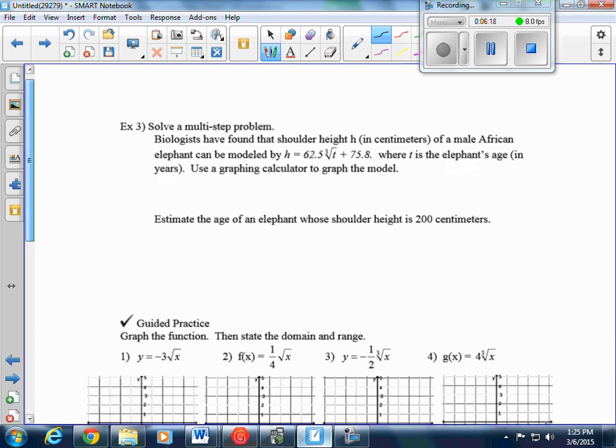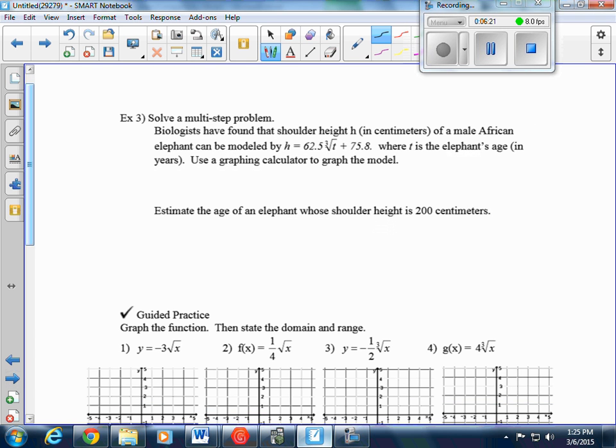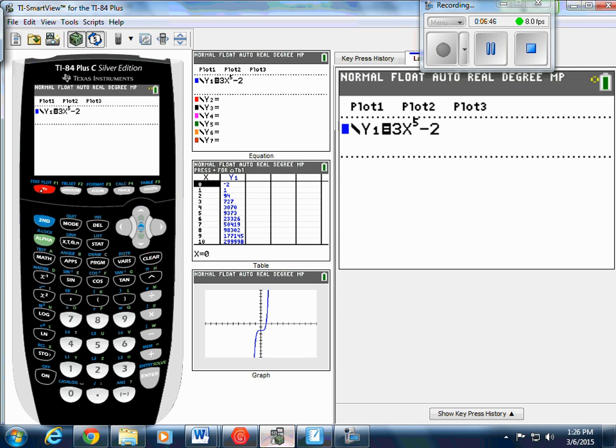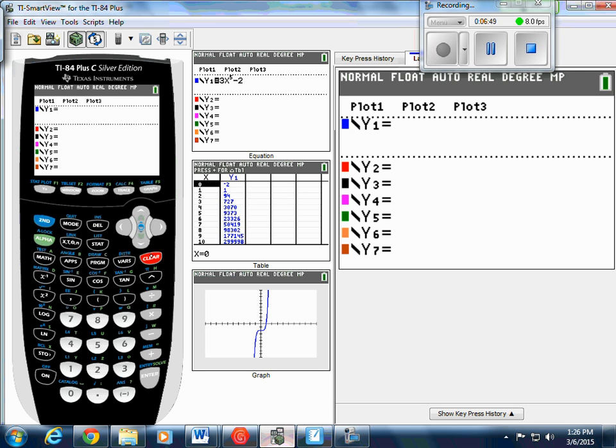The next thing we're going to talk about, example 3, is a multi-step problem. It says biologists have found that the shoulder height h in centimeters of a male African elephant can be modeled by this equation, h equals 62.5 times the third root of t plus 75.8, where t is the elephant's age in years. So we're going to use a graphing calculator to model this function. What I want you to do is pull up your graphing calculator, and we're going to type this in. So go ahead and type in the function.